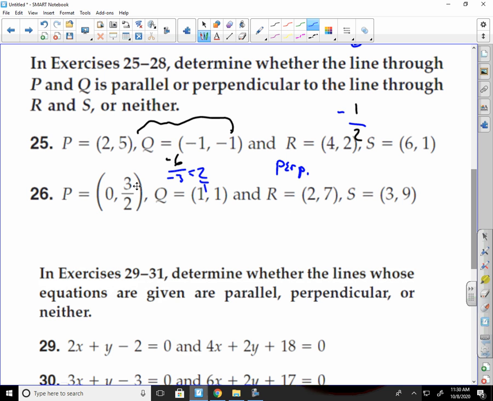Next one, 1 minus 3/2. That gives me -1/2. 1 minus 0 gives me 1. So this is -1/2 over 1. So it's just -1/2.